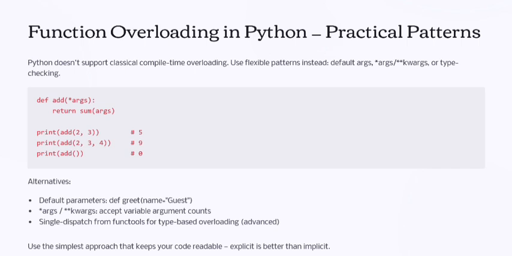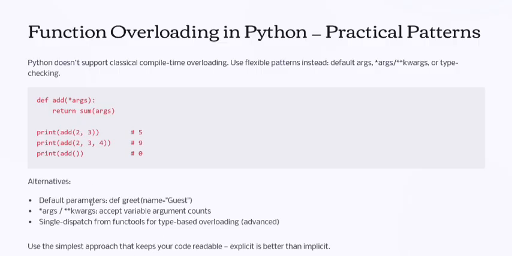Overloading using default parameters. For example, here you can see def greet with name equal to guest. If we call greet, the output will be hello guest. If we call greet Rahul, the output will be hello Rahul. The same function handles different cases.